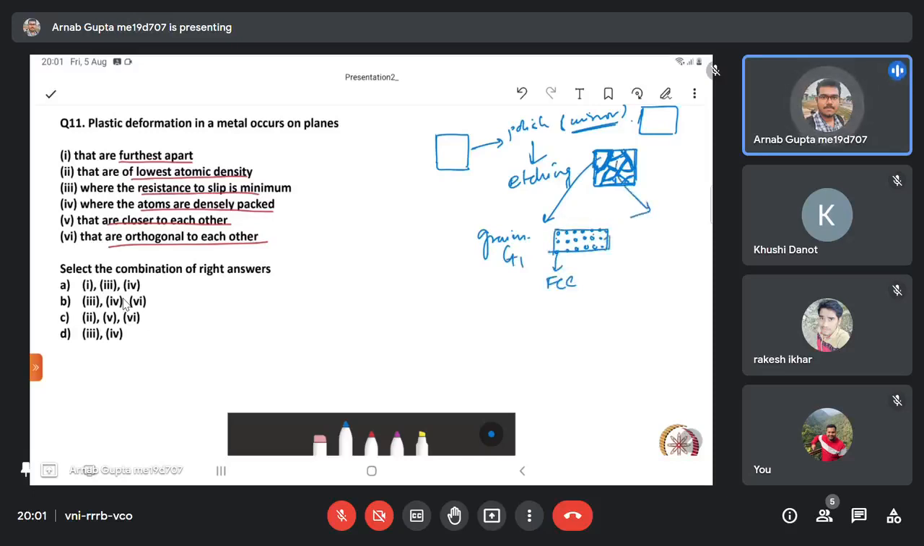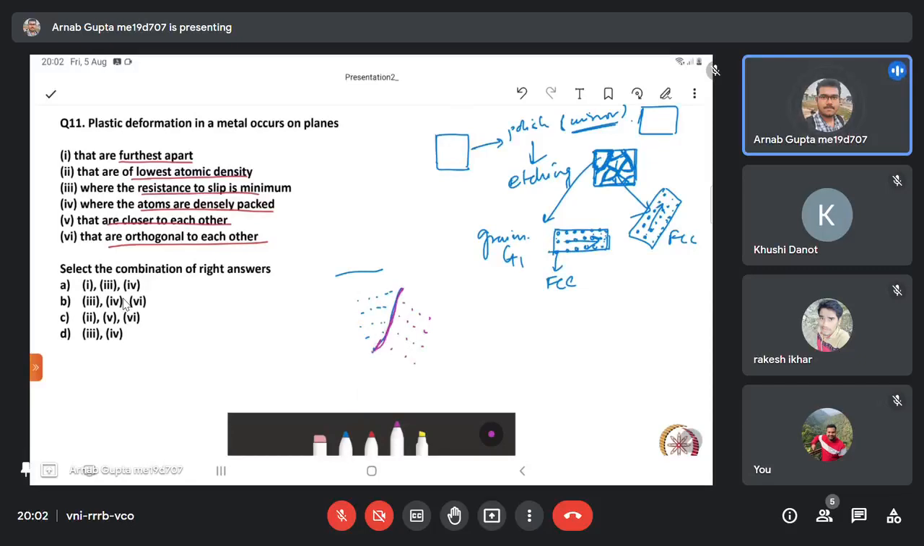In the adjacent one, the atoms are also arranged in FCC, but in a different direction, say in this direction. Here also you will find FCC, but arranged in this particular direction. So when these two grains meet, this is the boundary that forms. Here I have atoms arranged in this direction, and here I have atoms arranged in this direction. So this is called a defect.